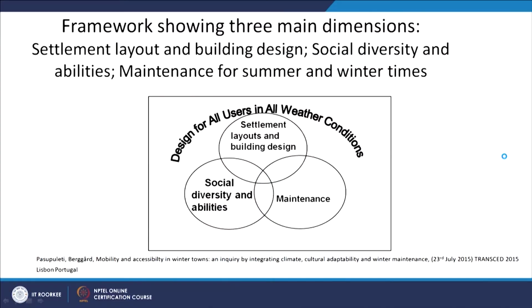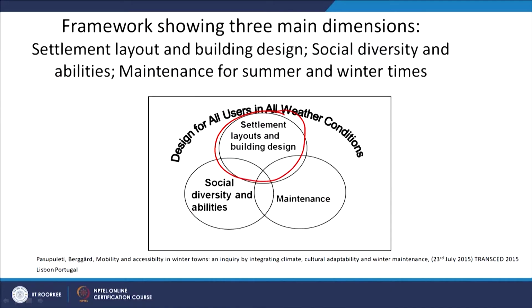Now, Glenn and myself started looking at a framework, how we can establish and look at this winter urbanism from a three-dimensional umbrella. One is that we are not looking at just the building, but also at the settlement layouts, which is a physical dimension, and the building design. The other is the social dimension, especially where the migrant population from different nationalities come together and participate in this space, how it could be accessible and how they respond to it, right?